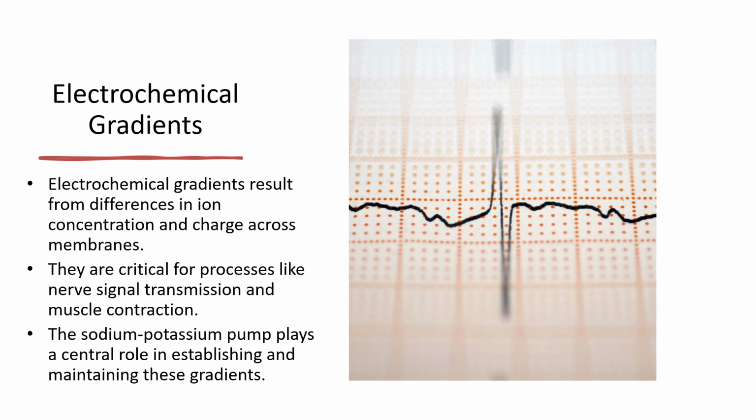Electrochemical gradients form when there are differences in both ion concentration and electrical charge across a membrane. These gradients drive ion movement and are vital to functions like nerve signal transmission and muscle contraction. Think of them like a battery, charged and ready to power the next biological task.